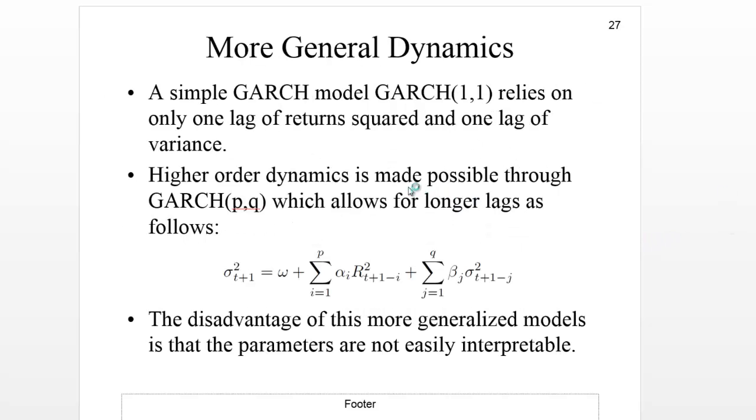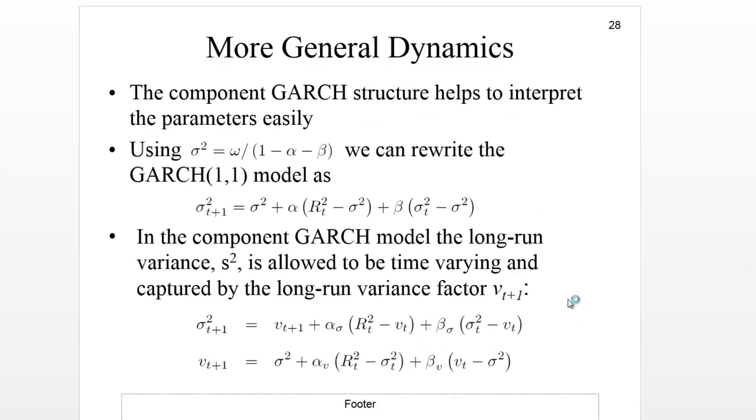So far what we have seen is a GARCH model that is called the GARCH(1,1). So basically it relies on one return and one lagged variance. In general, we can have higher order dynamics where we have a GARCH(P,Q), where P is the number of terms of return squared that we get, and Q is the number of lagged sigmas that we have. It's more difficult to interpret the parameters, the alphas and betas, in the higher order models.